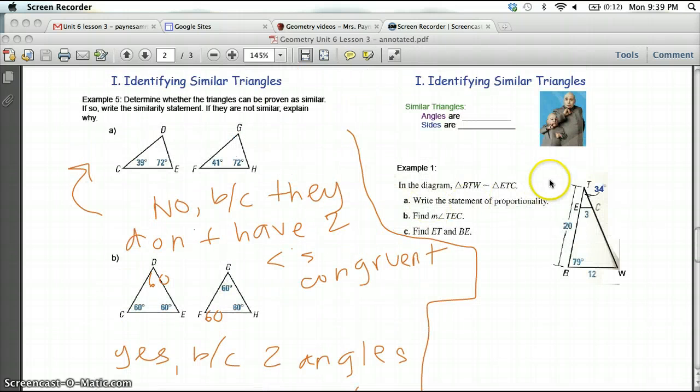Now I want you to go ahead and do example number 1. So in the diagram it says that we know, so it's giving you that triangle BTW is similar to triangle ETC. Now, A, it tells you write the statement of proportionality. B, it asks you to find the measure of angle TEC. So you need to find that missing angle, and then you need to find what ET is based off of the similar proportions. Okay, go ahead and do example 1.